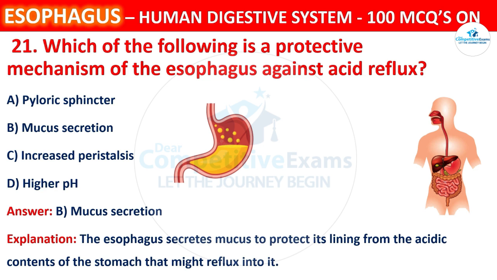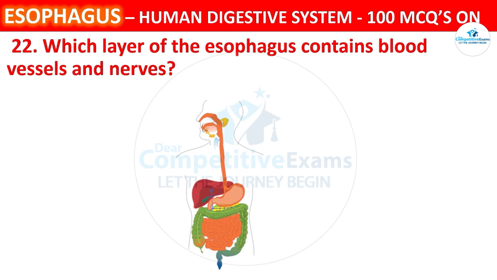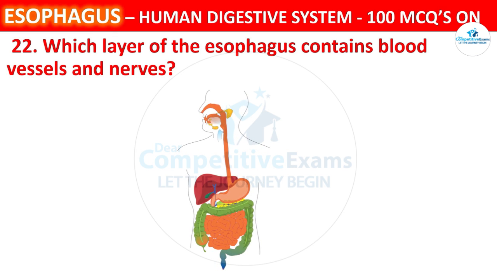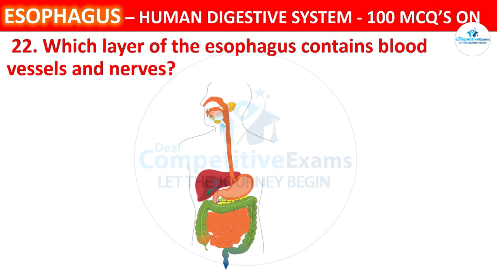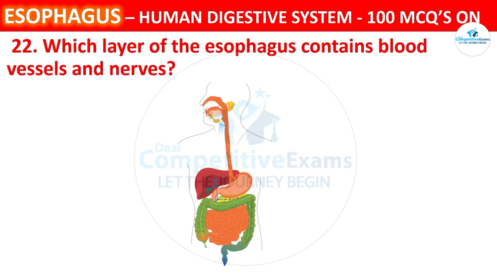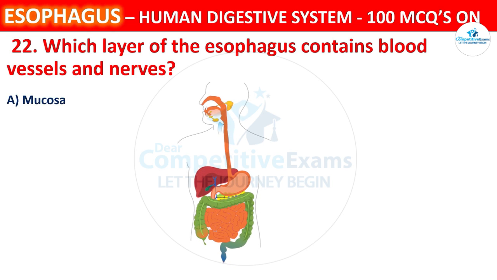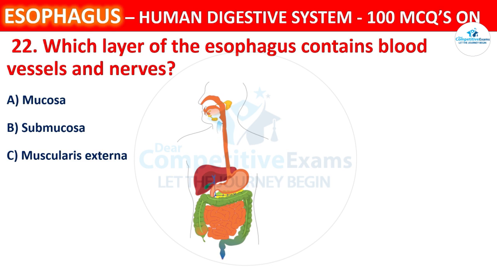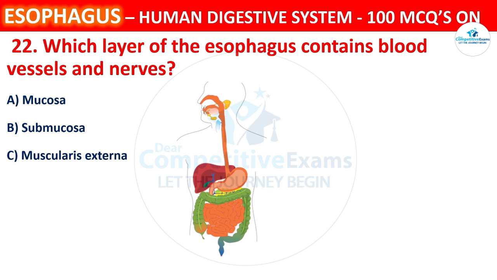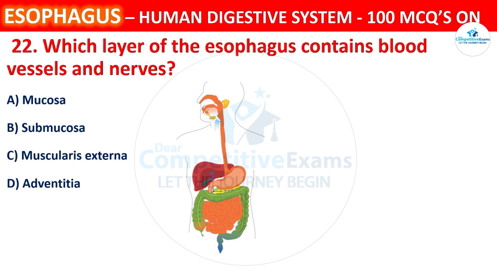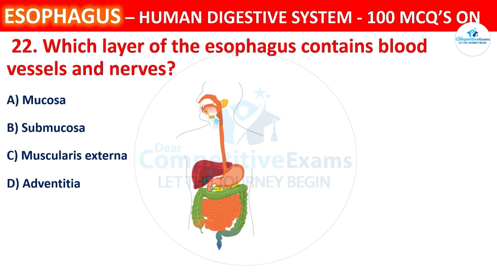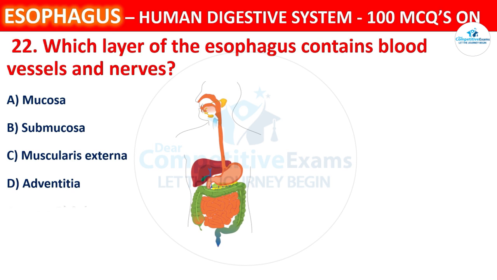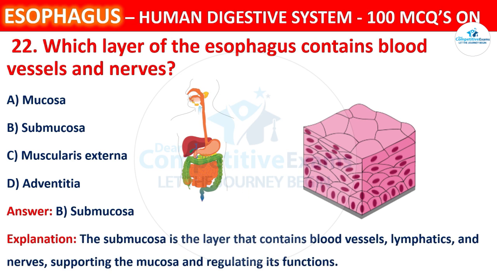Question number 22. Which layer of the esophagus contains blood vessels and nerves? Your options are mucosa, submucosa, muscularis externa, or adventitia. The correct answer is B, that is submucosa. The submucosa is the layer that contains blood vessels, lymphatics, and nerves, supporting the mucosa and regulating its functions.